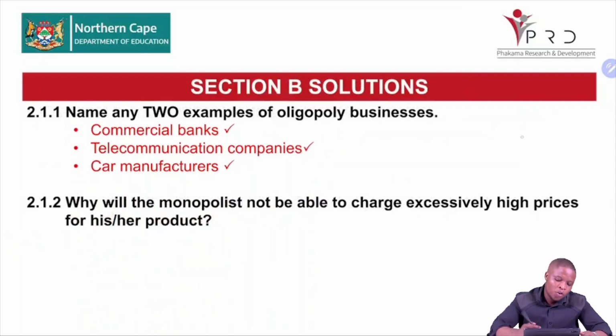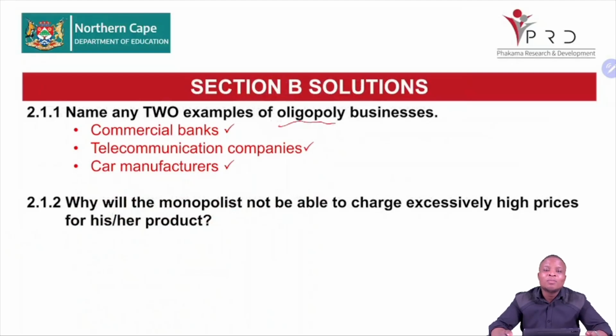And when speaking of oligopoly, you must also remember we have what we call a duopoly. A duopoly is a market structure with only 2 businesses. For example, Coke and Pepsi. That is a duopoly. Why will the monopolies not be able to charge excessively high prices? Monopoly is a business. So if they are charging a high price, the higher the price, the lower the demand. The lower the demand, low profit. So they are scared of losing their profit.